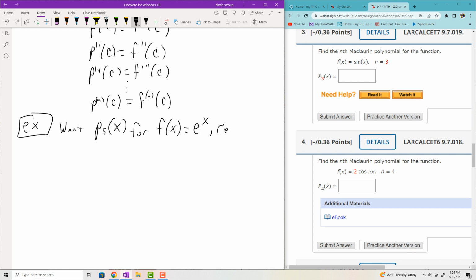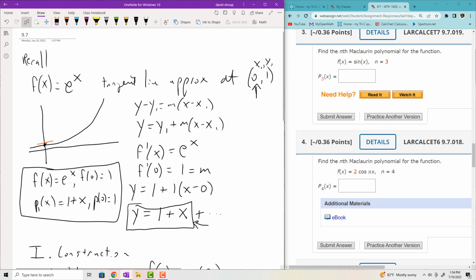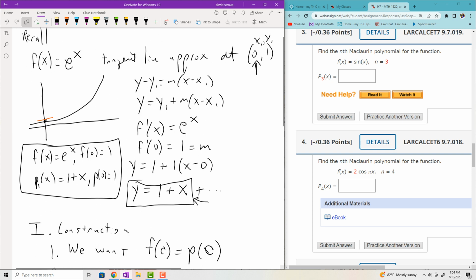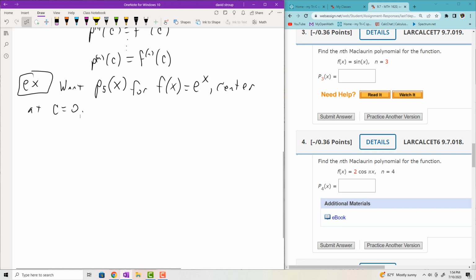And then I'm going to have to talk about a center. That's that c value that I'm using. So in my first example, I wanted it centered right there at x equals 0. I'm going to do the same thing here. Okay, center at c equals 0. Okay, so how do we do this?